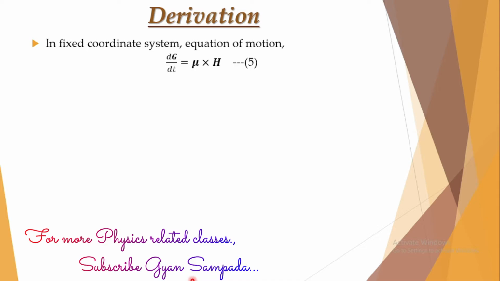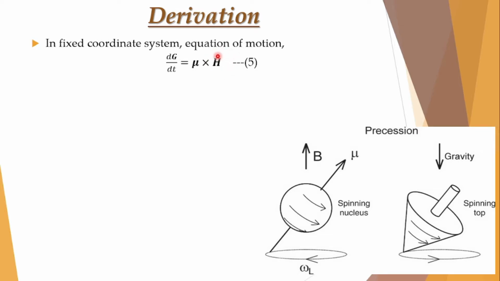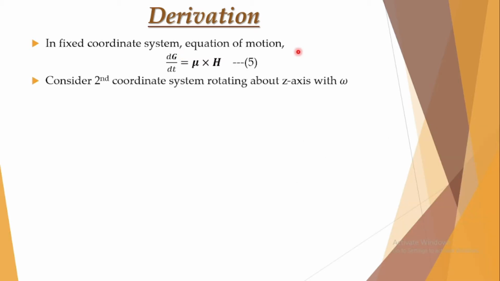There we had dG/dt = gamma G × H, and we know that gamma G is nothing but mu. So we have written dG/dt = mu × H. So remember, whichever letters are in bold, they mean they are the vectors. So this is the magnetic moment vector, H is the static field along z direction, G is the angular momentum vector.